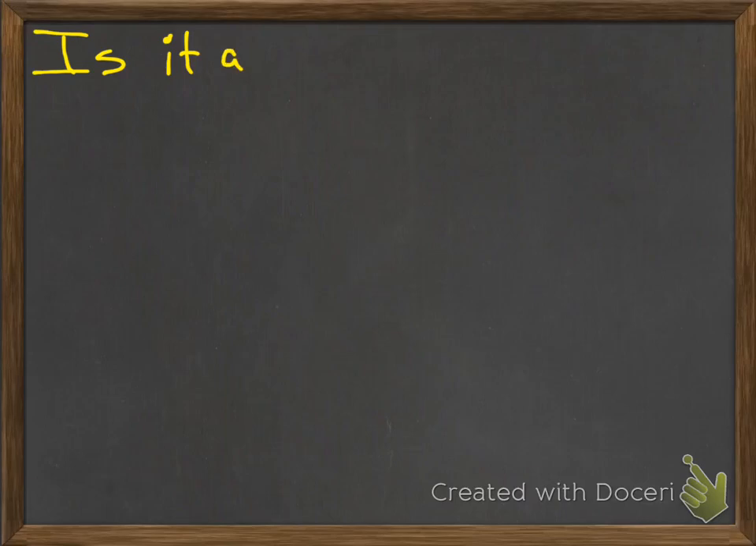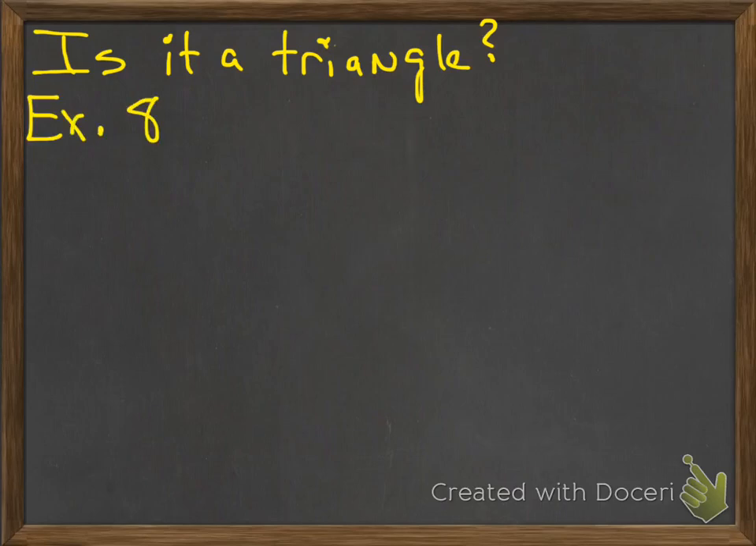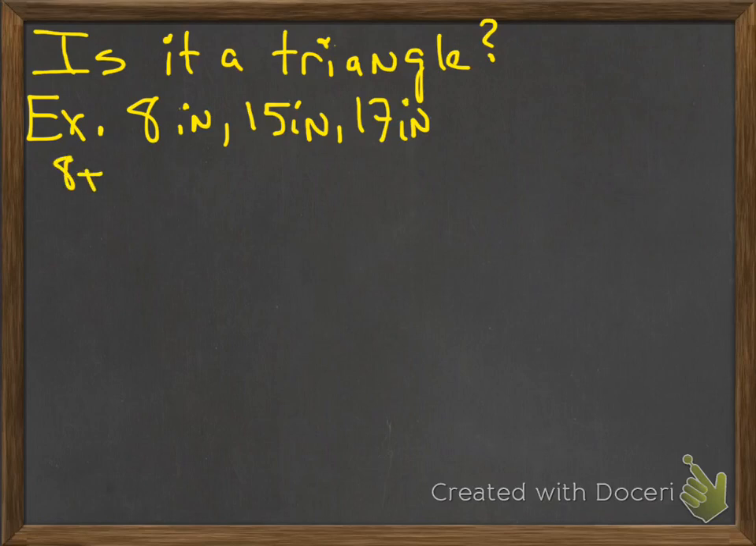Let's look at an example. Is it a triangle? Let's play our favorite game. Is it a triangle? Oh, just kidding. Anyways, here's three sides: 8 inches, 15 inches, and 17 inches. The question is, could that make a triangle? Well, if you add up 8 and 15, it has to be greater than 17, and that adds up to 23. So at least that one would work.